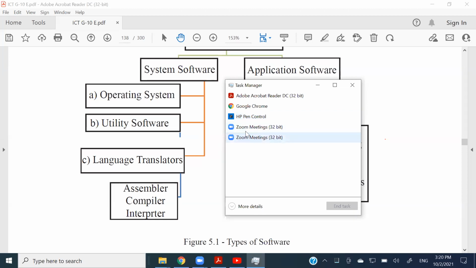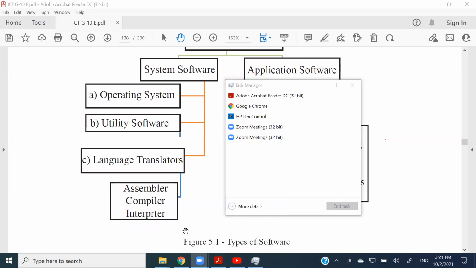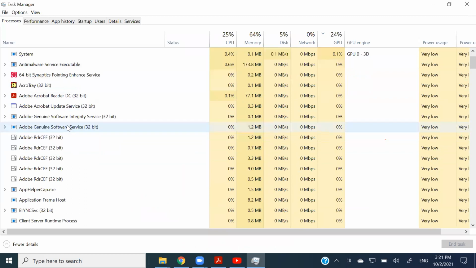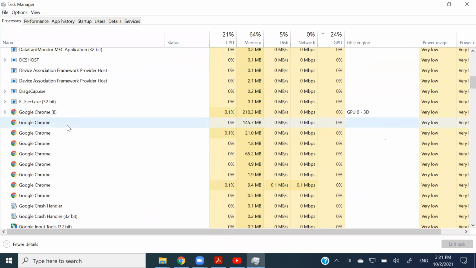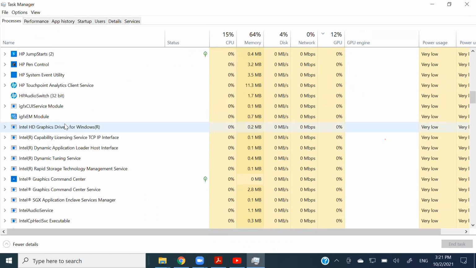And for this Zoom meeting, I have two instances. One is for the main window, and the other one is for this particular meeting, right? So the main window is one process, and this meeting is another process, right? Likewise, Task Manager is a utility software which shows us what programs or processes are going on. If we go for more details, it will show us all the processes going on inside the computer at the moment. We are going to talk about these things when we talk about process management by the operating system.